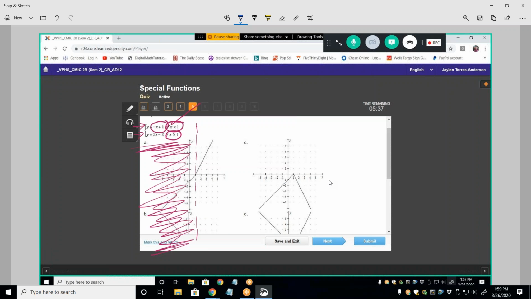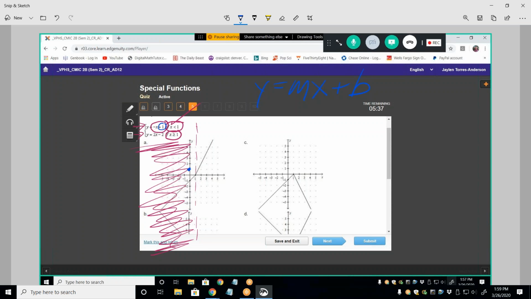Where's that cross the y-axis? Hold on. There's your b. Y equal mx plus b. Always reference that. Y equal mx plus b. B is where it crosses the y-axis. So it crosses right there.